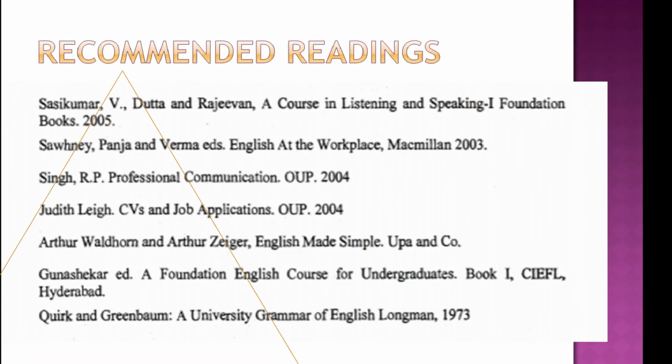Now here comes the recommended reading, that is the list of books which you should read. Number 1 is A Course in Listening and Speaking, Part 1, Foundation Books, by Shashi Kumar, V. Datta, and Rajivan. The second one is English at the Workplace, published by Macmillan and edited by Sahani, Panja and Verma. Third one is Professional Communication, an Oxford University publication by R.P. Singh. The next one is CVs and Job Applications, published by Oxford University Press by Judith Lay.